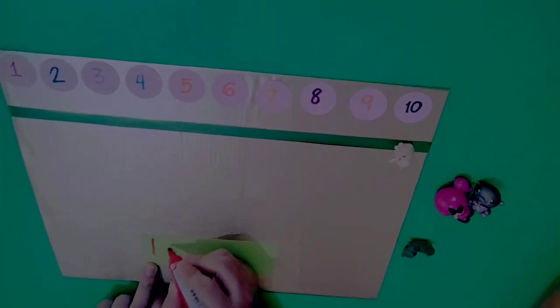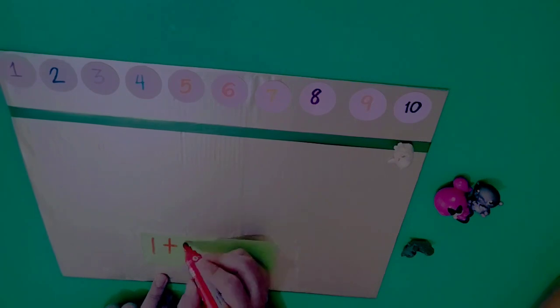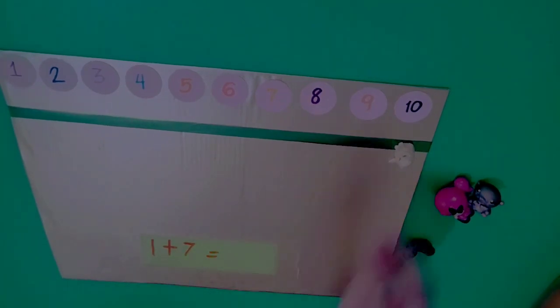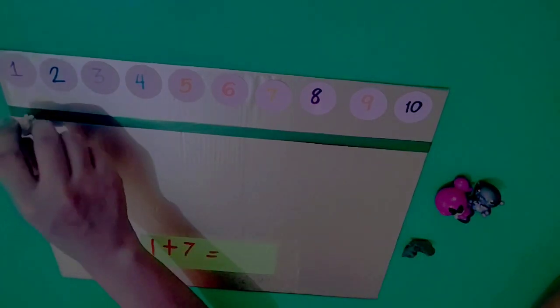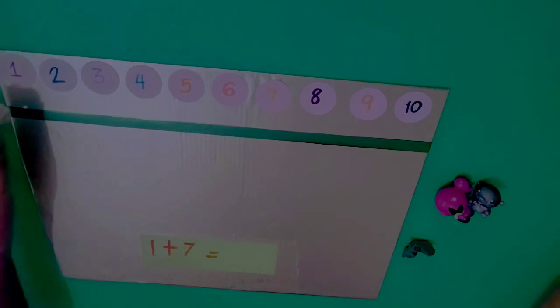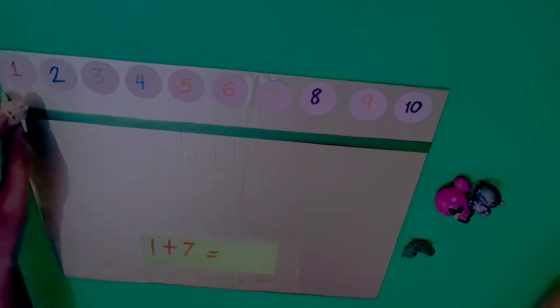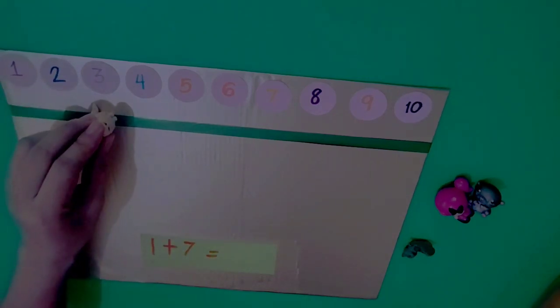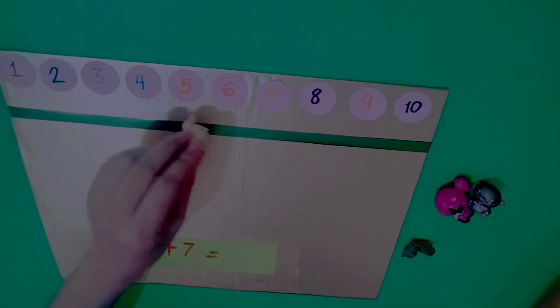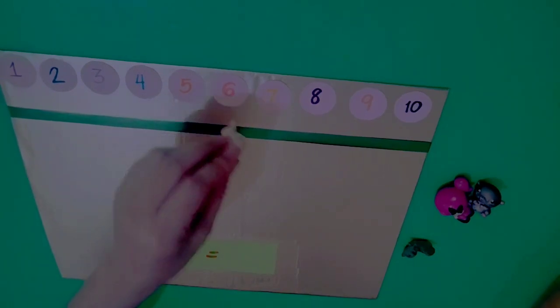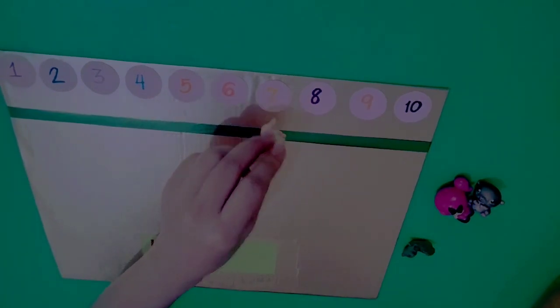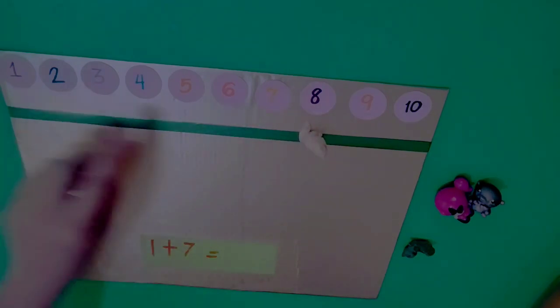What is 1 plus 7? So, from number 1, we're gonna jump plus 7. It means 7 times. Here we go. 1, 2, 3, 4, 5, 6, and 7. So what number is that?